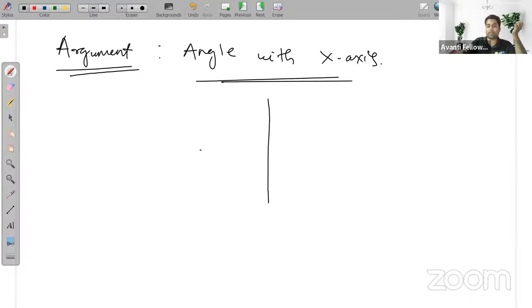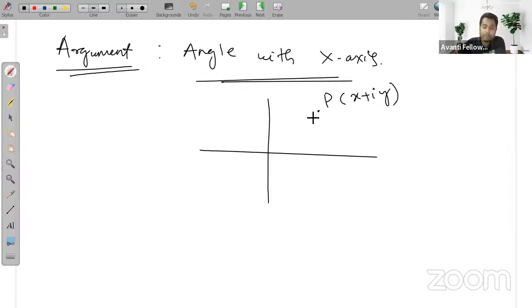Suppose you have a complex number here, z. Suppose we are taking this point as P, which represents the complex number x plus iy. So how can you find the argument of this complex number? If you join this point with the origin, and this complex number makes an angle theta with the x-axis, then theta is called my argument. So how can you find this theta?